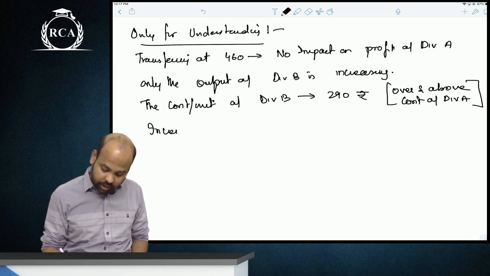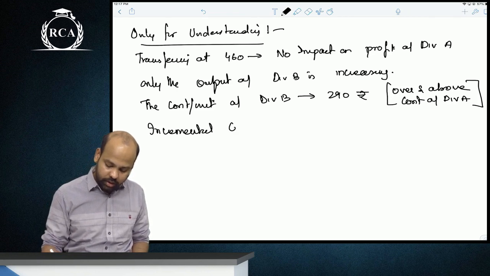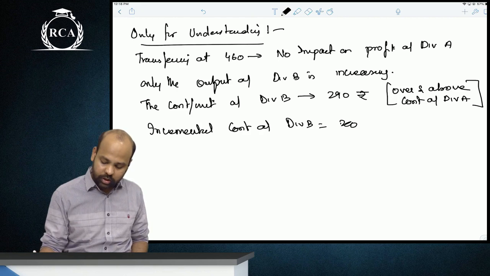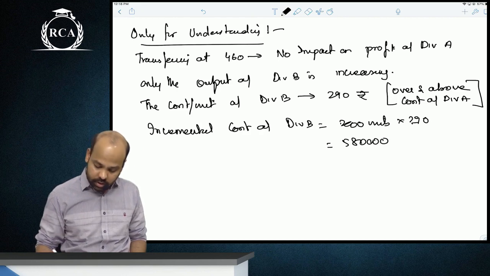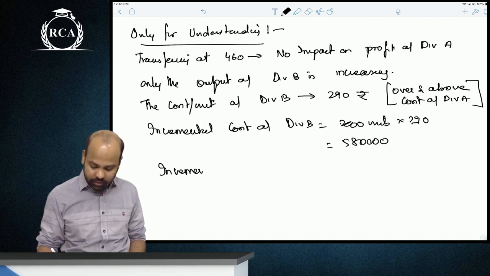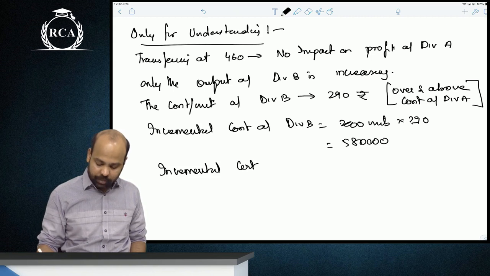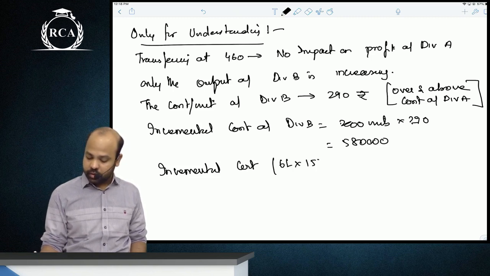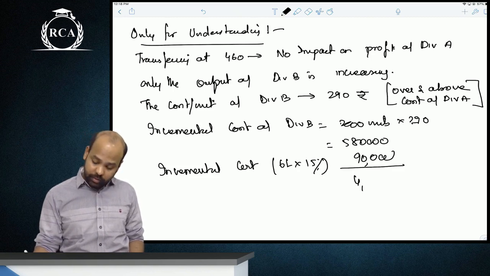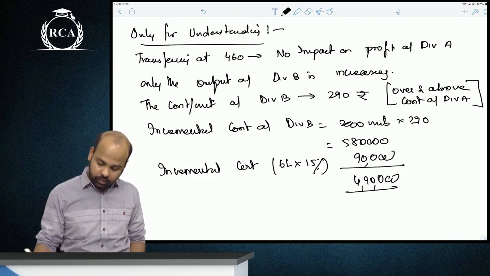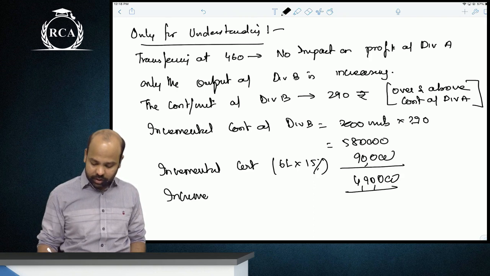So the incremental contribution, beta, that division B would make: they are going to sell 2000 more units, and every unit will give them a contribution of 290 rupees, so that is 5,80,000. And their incremental cost, beta, is on that 6 lakhs, they will have to incur a cost of capital of 15%. That is 90,000 rupees. So their incremental profit, beta, would be 4,90,000. That's it. This is how you present.